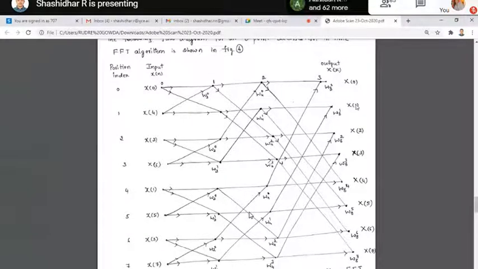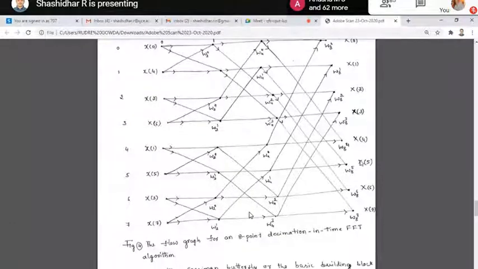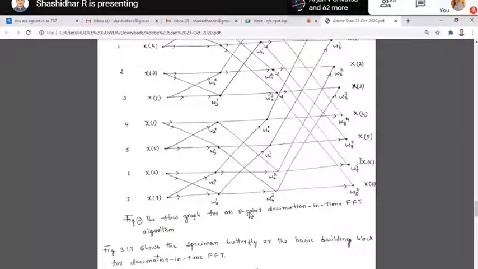X of 1 values come to each one value. See this value, x of 7 value. X of 7 is converted into n by 2 values and n by 4, and finally we get x of 2 and x of 3. So if you use the same procedure, you get the values, and then this is the flow graph. This is the flow graph for 8-point DFT.